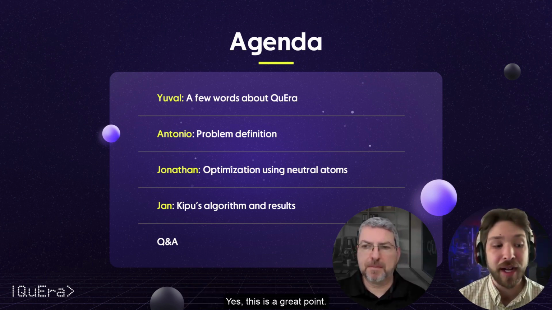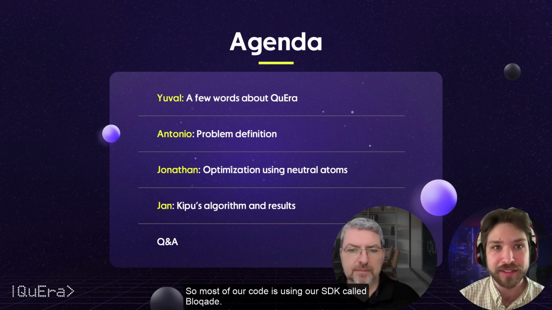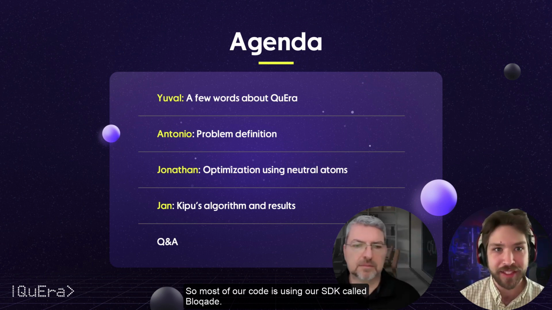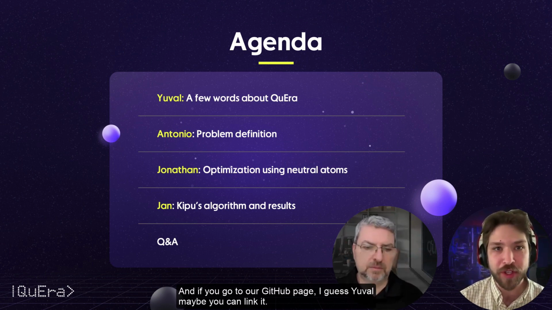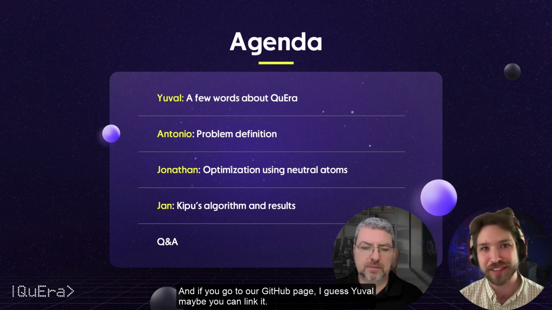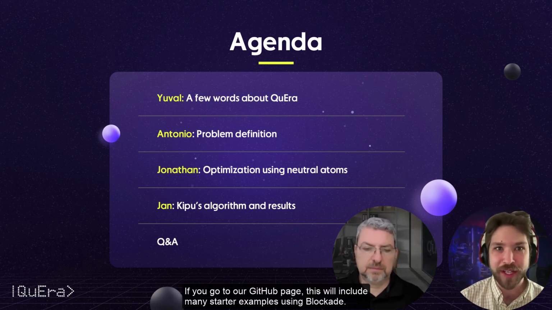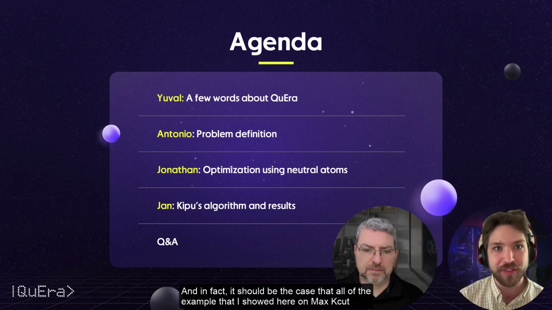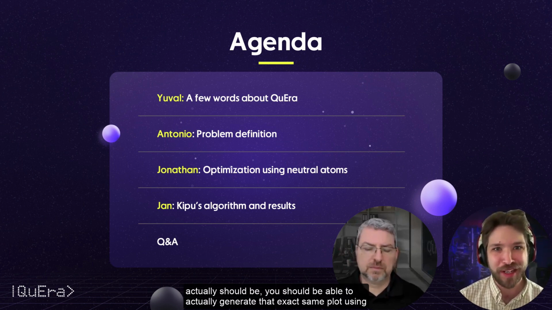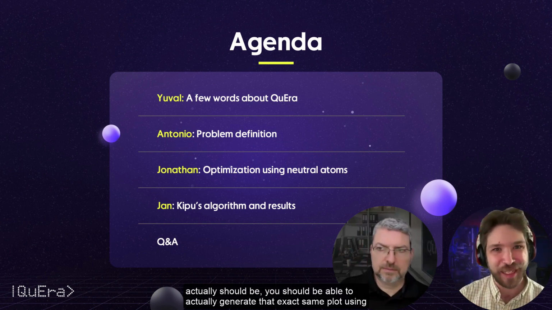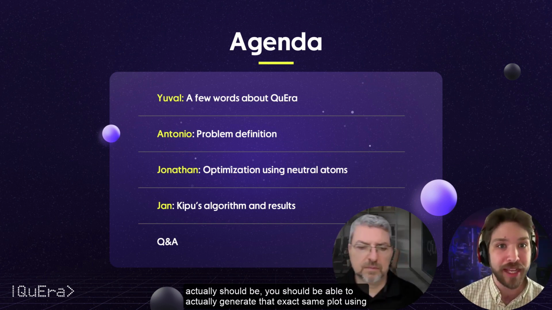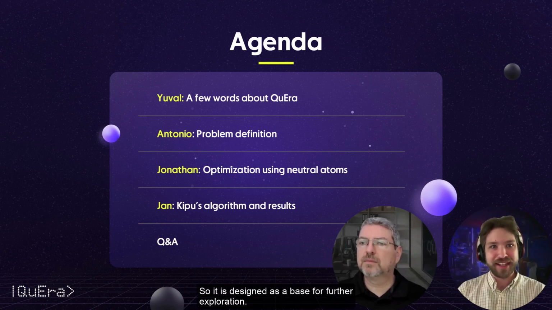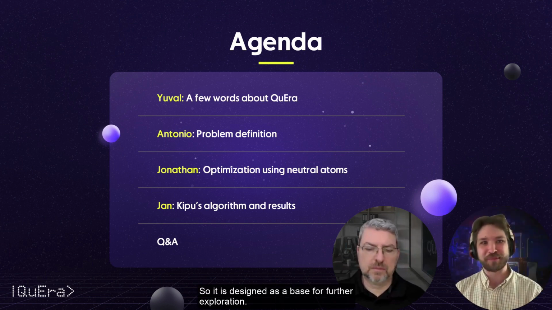Yes, this is a great point. Most of our code is demonstrated using our SDK called Blockade. If you go to our GitHub page, I guess Yuval, maybe you can link it, this will include many starter examples using Blockade. And in fact, you should be able to generate that exact same plot from the example that I showed here on Max K-Cut using that example code. So it is designed as a base for further exploration.